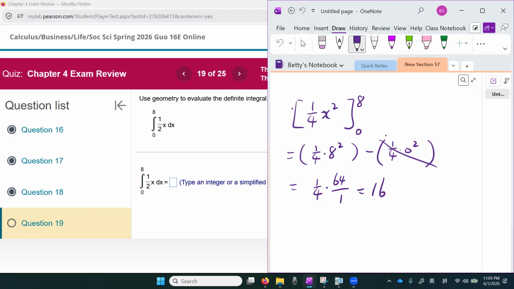If we draw the graph, y equals half x, so the slope is half. That means if this is 2 units, this is 1 unit. And from 0 to 8. So if this is 8, this is going to be 4. Base times height divided by 2, 16 as well.